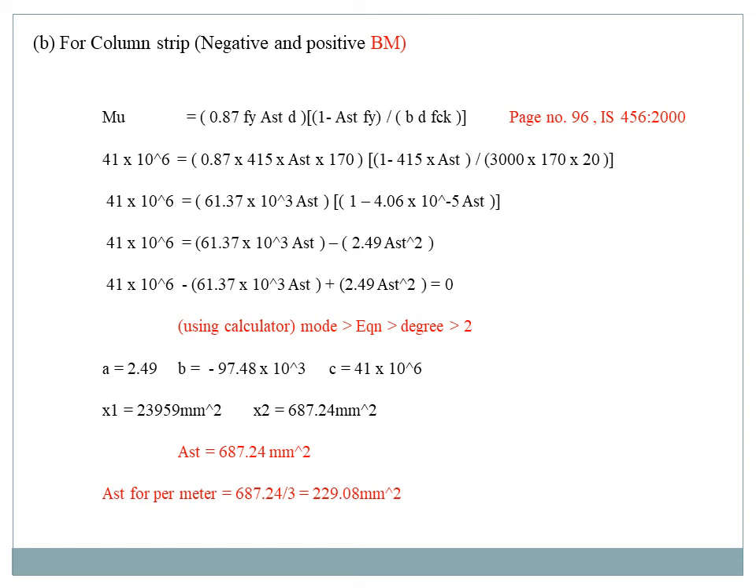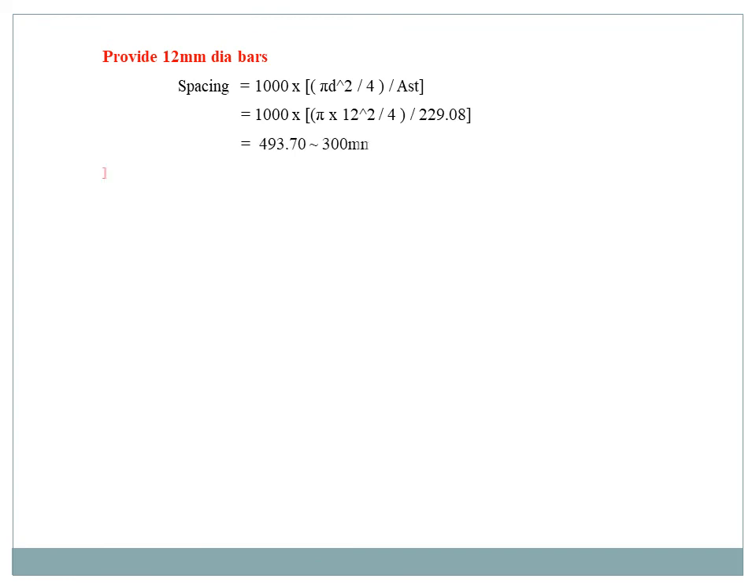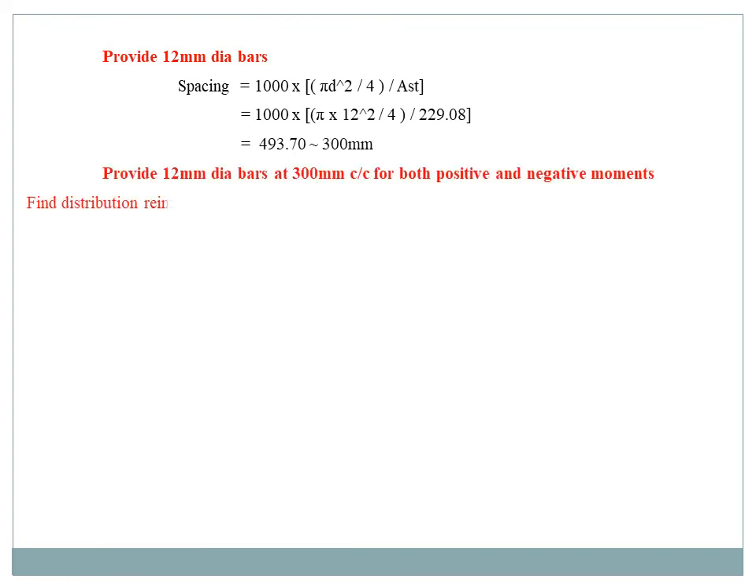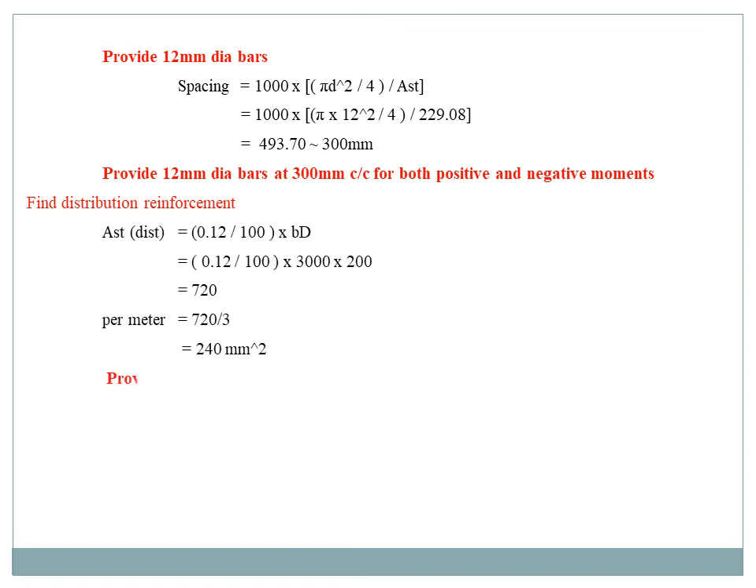So same formula, same steps. Then Ast, take the least value, 687.24 mm². Then again convert to Ast per meter. So 687.24 divided by 3 is equal to 229.08 mm². So provide 12 mm dia bar. The spacing uses the same formula, only change the diameter value and the Ast value. The spacing comes to 493.70, which is above 300 mm, so it will be taken as 300 mm.